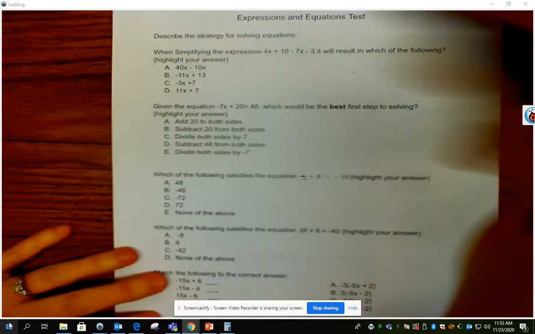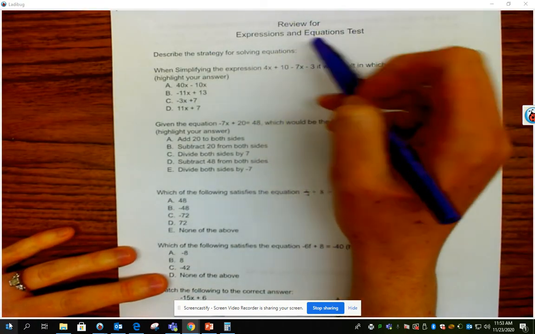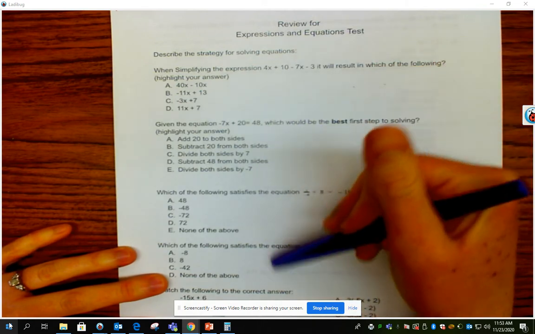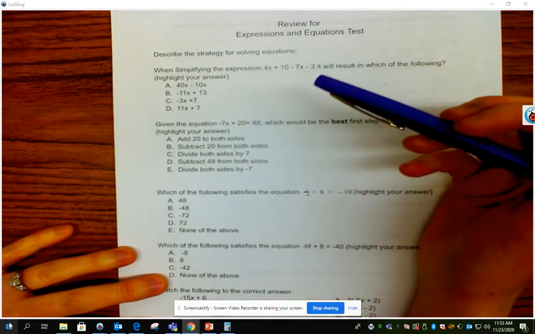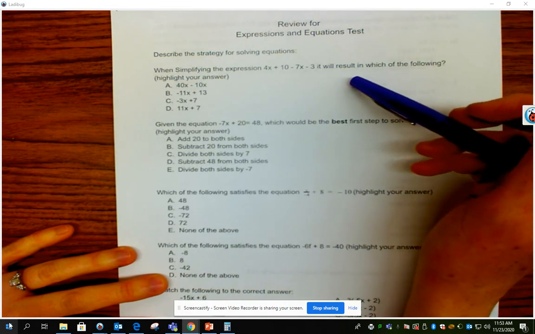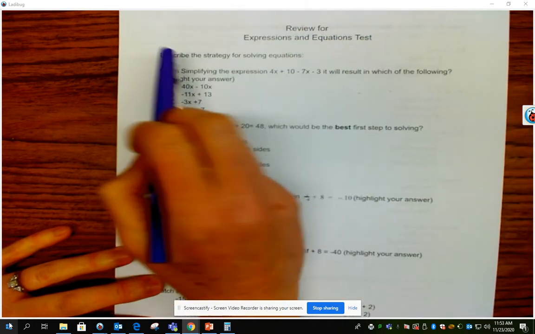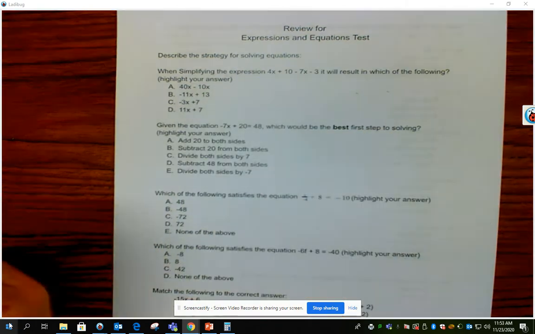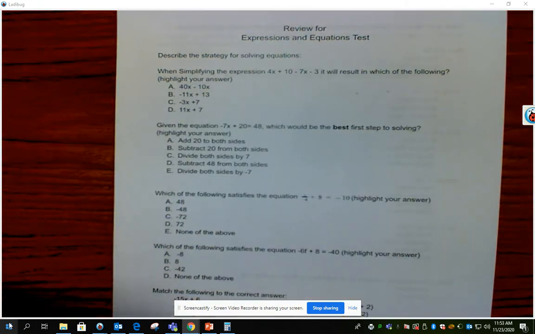Hi guys, so we are going to go over our review for the expressions and equations test. You should have already made your best attempt at everything on here, and this is just to explain anything that you were still confused on. I'm going to go through each answer, talking through it, and hopefully that'll help you clear up any questions.